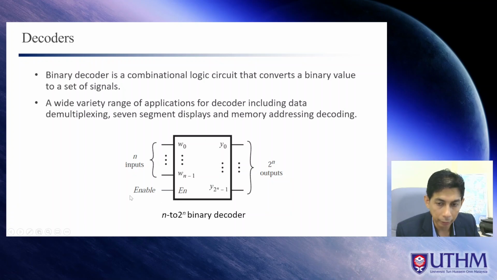And we have another input, which we call the enable input. This is not compulsory. Sometimes you need it, sometimes you don't, depending on the design. If you have the enable input, it will enable the decoder, meaning that if the enable is not active, the output will be equal to 0. But if enable is active, the output will depend on the inputs.